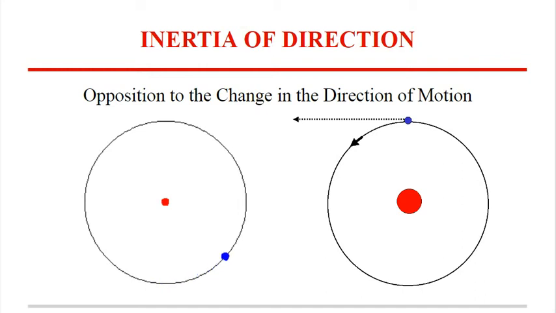And the third type of inertia is inertia of direction, which is the opposition to the change in the direction of motion. When we take a sharp turn on any of the roads, our body obviously would fall aside. This is because of inertia of direction. Our body has a tendency to oppose the change in the direction. It would like to be in the same direction of motion which was there earlier. So hence it opposes the change in the direction of motion, which is called inertia of direction.